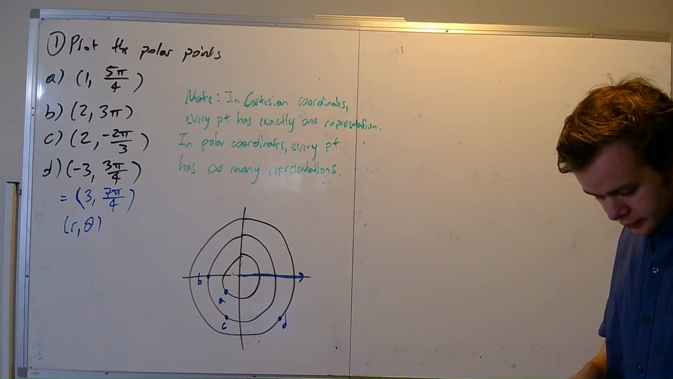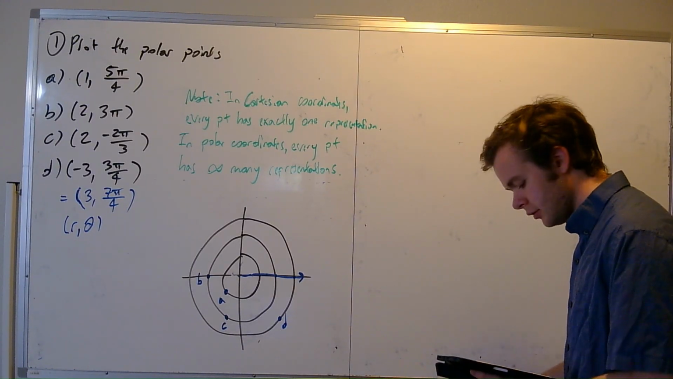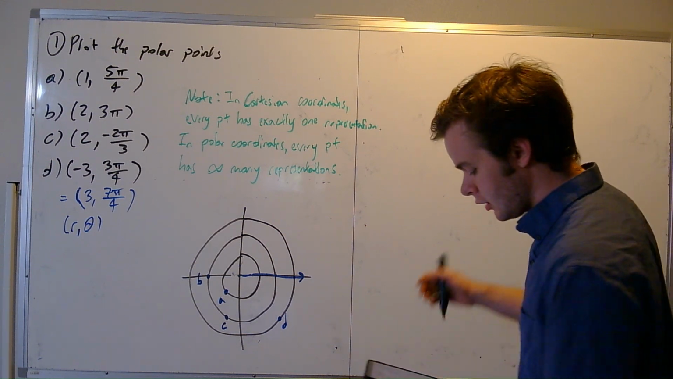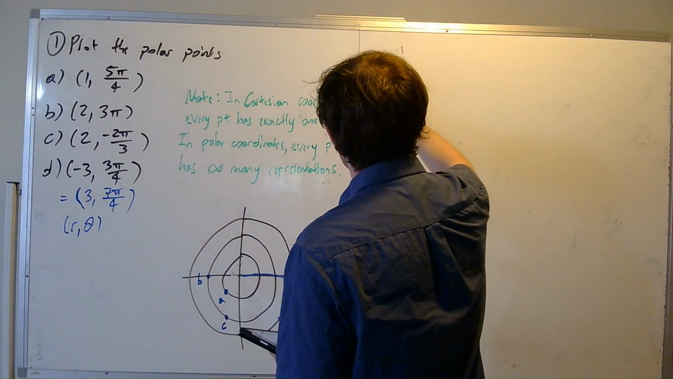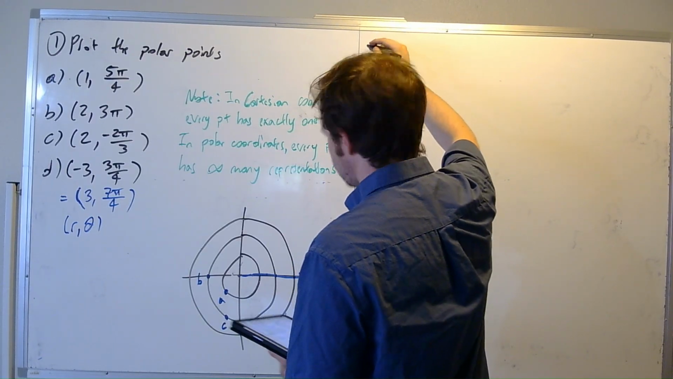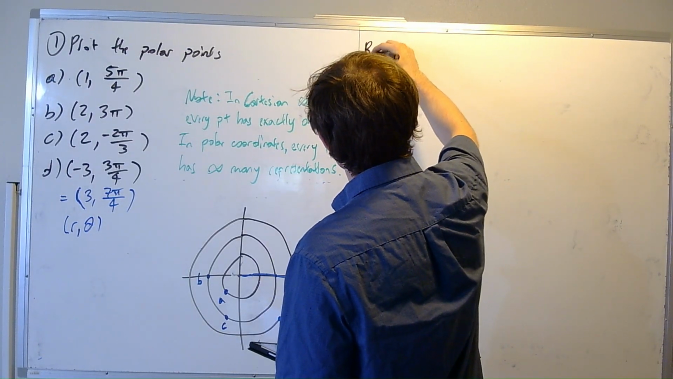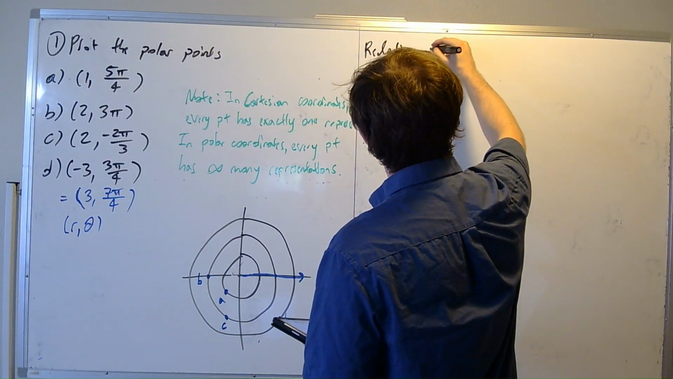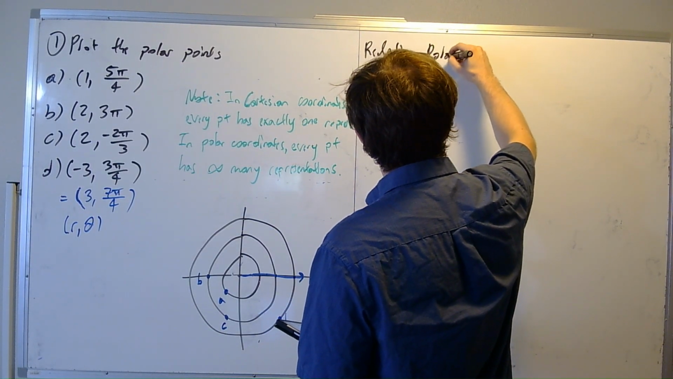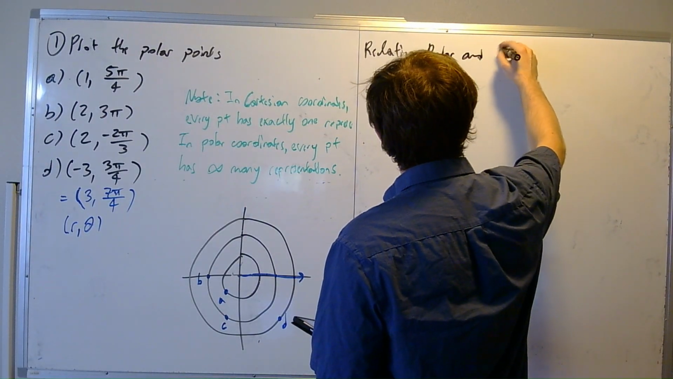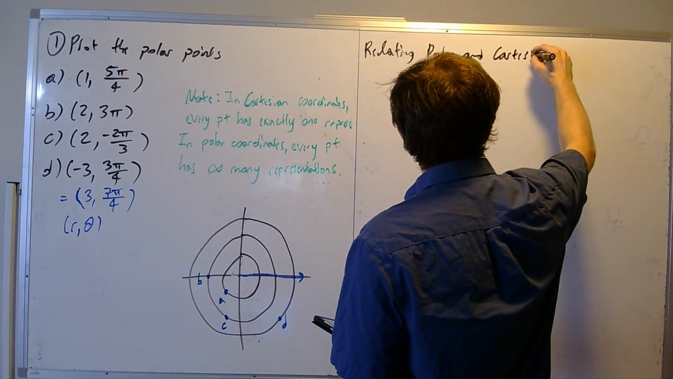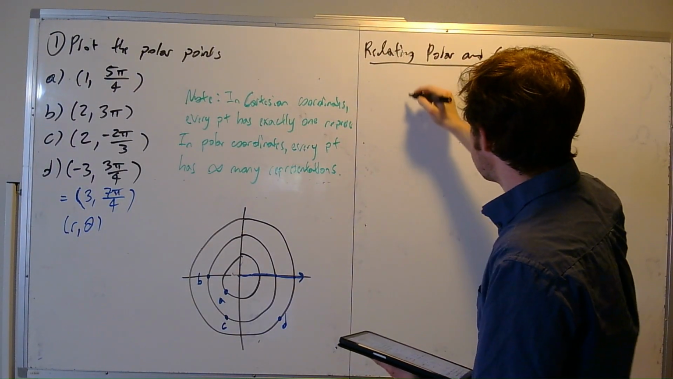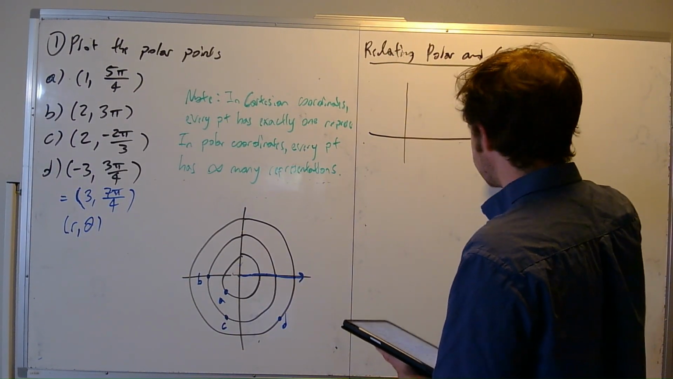Okay. So our next topic is the fact that we want to relate these polar coordinates to Cartesian coordinates, because we want to be able to go between the two. So let me just erase this. So I'll say here, relating polar and Cartesian. Okay. So let's look at what's happening here.